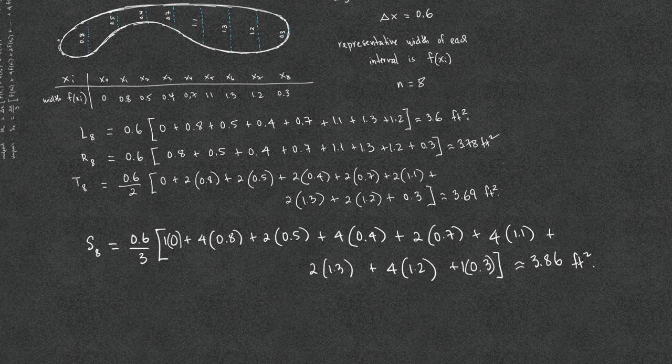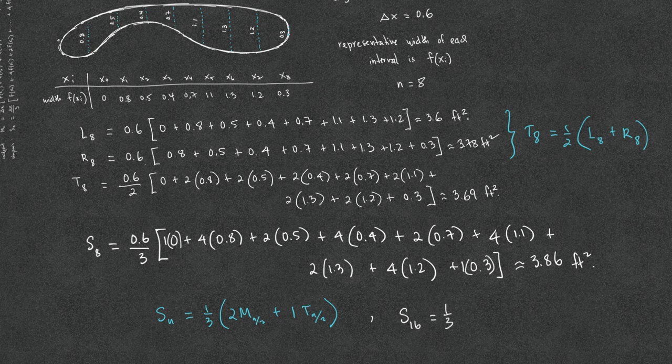Observe that the trapezoid rule is the average of the left and the right sum. It is true that the Simpson rule is the weighted average of 2 midpoint sums and 1 trapezoidal sum, but we don't have the information to find the midpoint sum in this case. Also, if we were to use this shortcut, then we would have estimated S sub 16 instead of S sub 8.